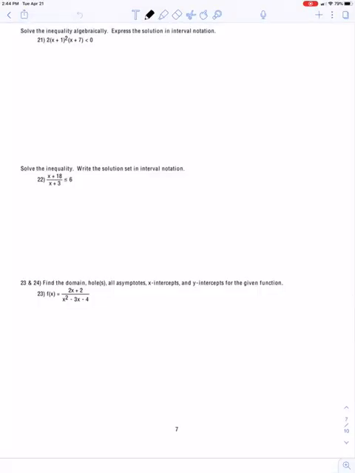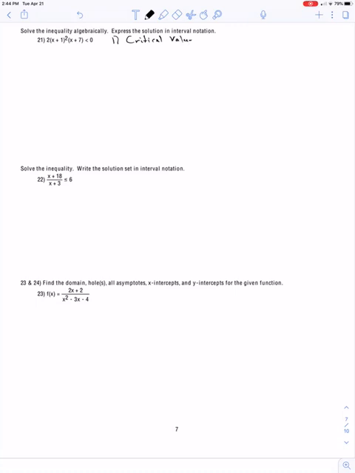All right, we'll take a look at number 21 here on our review. In this problem, we want to solve the following polynomial inequality algebraically. Express your solutions in interval notation. So as we look at this inequality, we've got a degree 3 cubic inequality. Our work is to find what we call the critical values.